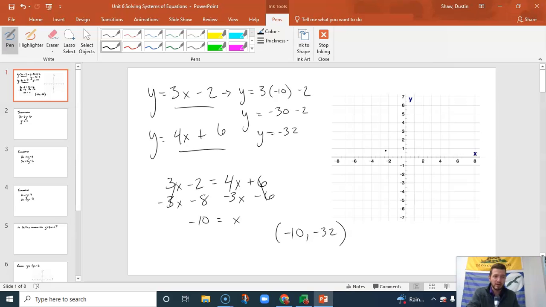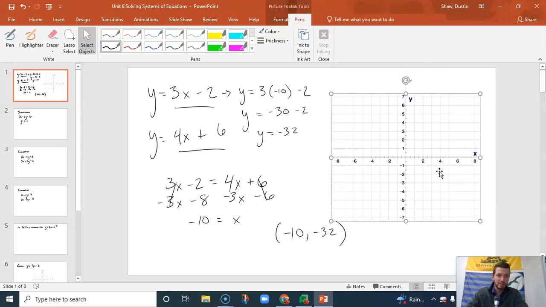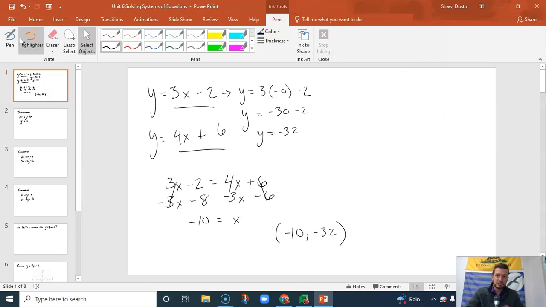However, we need to also graph it, and I'm going to get rid of this graph and just draw it manually because negative 32 is a ways down. So let's look and see what I can do here.